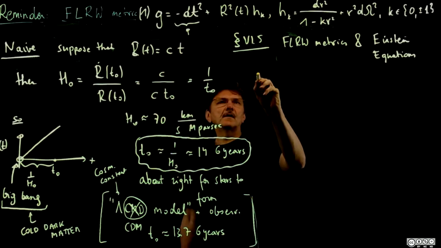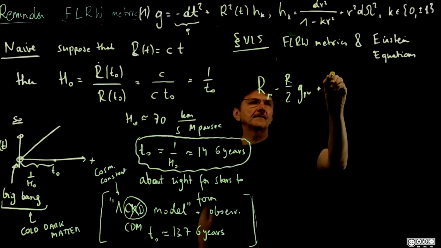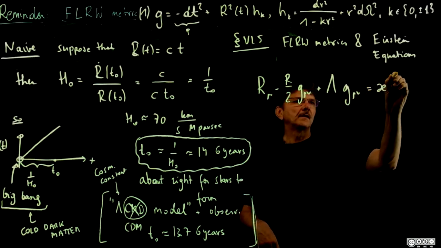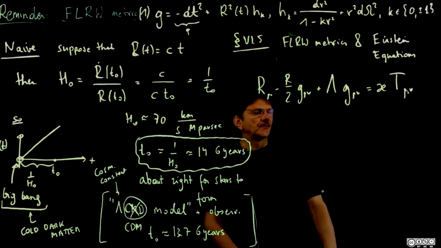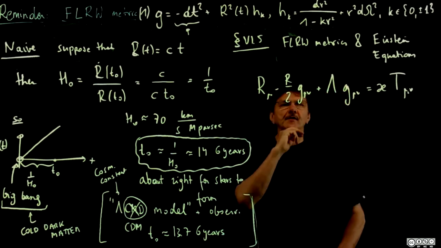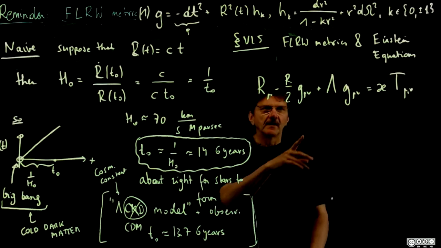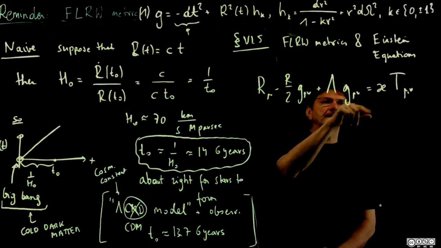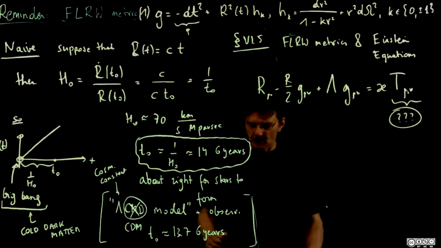Good. So what are the Einstein equations? R mu nu minus R half g mu nu plus lambda g mu nu is equal to kappa T mu nu. And kappa is whatever it is, right? It's probably some kind of 8 pi G over c to some power. This constant, we don't know what it is, but the observations and the Einstein equations for this metric are going to tell us what it is. Kappa, we know what it is, but the main question is, what is this? What is the meaning?